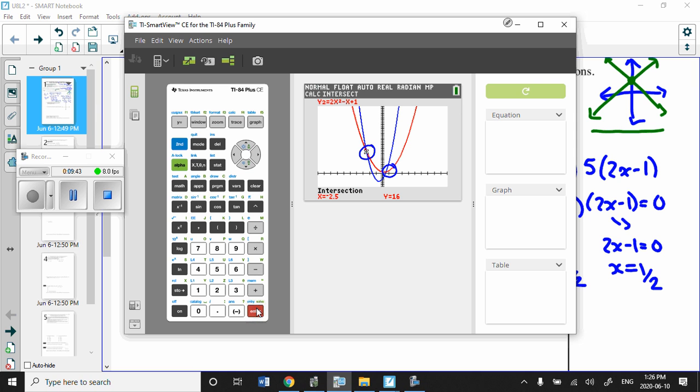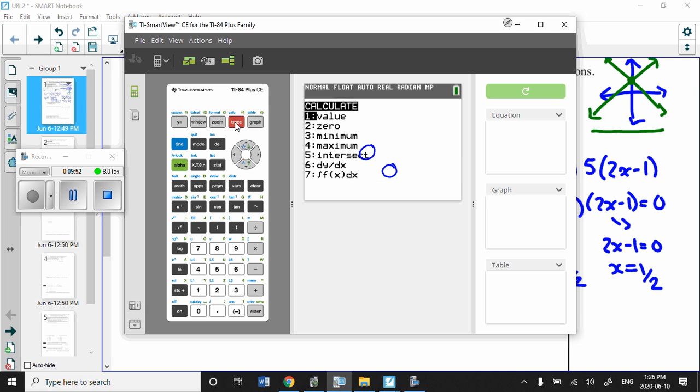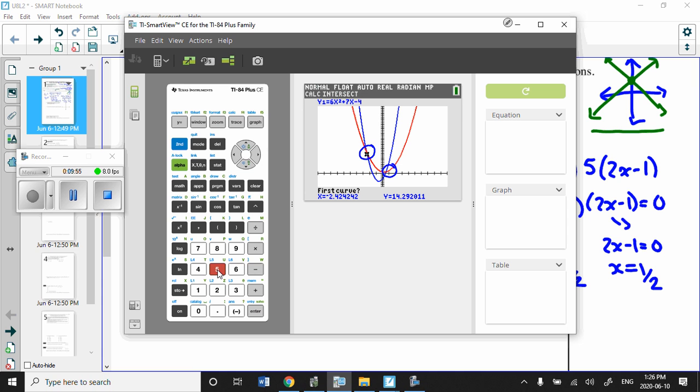So that was one of our points, -5/2, -2.5, same thing, and 16 was a solution to this. Let's go find that second one. So second function trace again, 5 for intersect. This time I'll scroll way over to wherever that second point of intersection is, and press enter, enter, as long as my cursor stays around that one. That one's at 0.5, 1/2, and 1, which is exactly what we were looking for. So we just verified it graphically here.